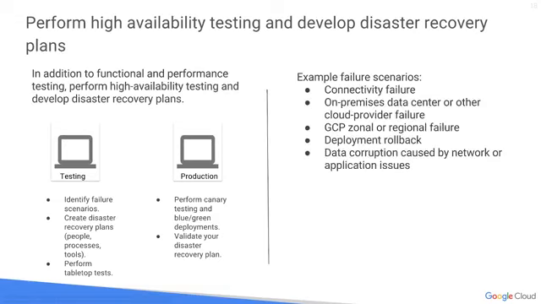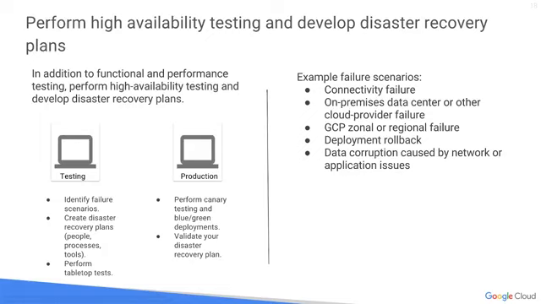Consider failure scenarios such as connectivity problems, on-premise data center or other cloud provider failure, GCP zonal or regional failure. Zonal failures are uncommon and regional failures are extremely rare. Also consider scenarios such as deployment rollbacks. In some cases, you might have to roll back a software deployment to an older stable version. Test the rollback procedure. Also check for data corruption caused by network or application issues.